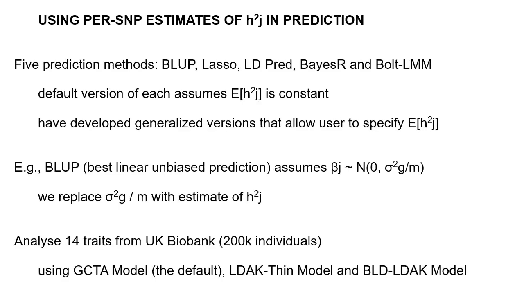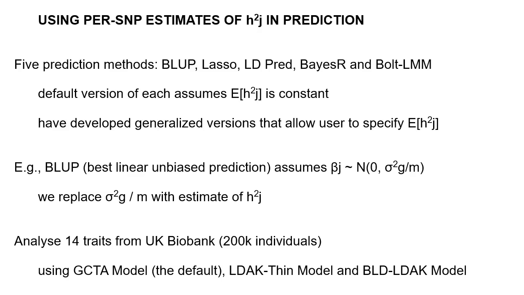So these estimates can be used to improve the performance of existing prediction methods. Here we've considered 5 different prediction methods, hopefully you've heard of some of them: BLUP, LeSuer, LDPred, Bayes-R and Bolt-LMM. Now the default version of each of these methods assumes that the expected contribution of each SNP is constant, i.e. the GCTA model. So we developed generalized versions of these where the user is allowed to specify the expected heritability of each SNP. For example, BLUP, best linear unbiased prediction, assumes that effect sizes are normally distributed with a constant variance. So we've simply developed a version where the user can specify the variance of each effect size distribution.